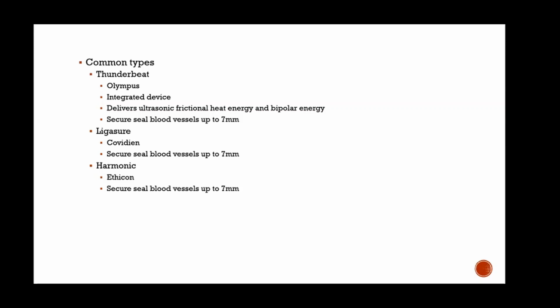Then you have the LigaSure. LigaSure is from Covidien. It can securely seal blood vessels up to 7 millimeters. Sorry, for Ethicon, Harmonic. Harmonic is from Ethicon. It can seal blood vessels up to, Ethicon is not 7 millimeters. Ethicon is up to 5 millimeters.